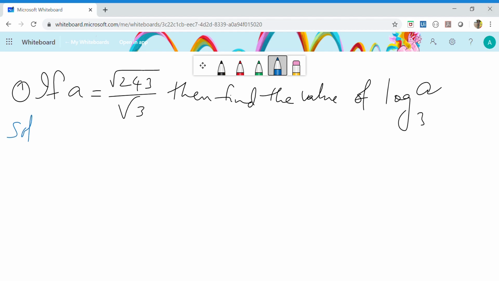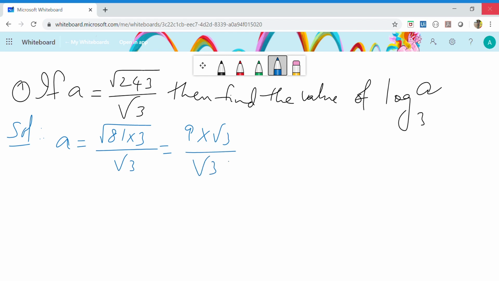Solution. Everything you can note down. So what is given? a is equal to root 243 by root 3. Root 243 can be written as root of 81 into 3 by root 3. Root a into b can be written as root a into root b. So root 81 becomes 9 into root 3 by root 3. Root 3 gets cancelled and 9 is the answer.